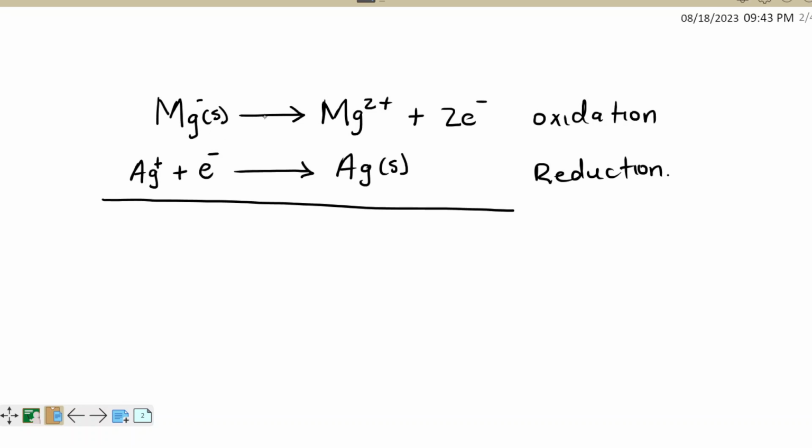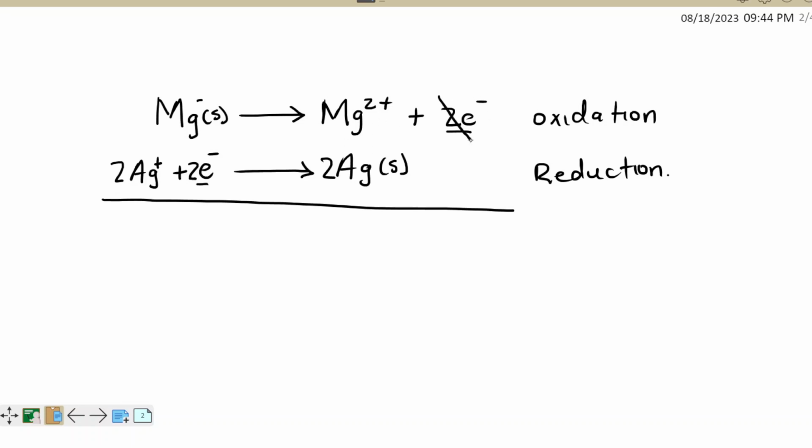So we need now to combine the two. You can see that magnesium is donating 2 electrons, but silver is gaining 1. So we have to first balance these two reactions. We cannot cancel the uneven electrons. So we need to multiply everything in the silver half reaction by 2. If you multiply everything by 2, this is going to become 2, this is going to become 2, this is going to become 2. So we multiply everything by 2. So now our half reactions are balanced.